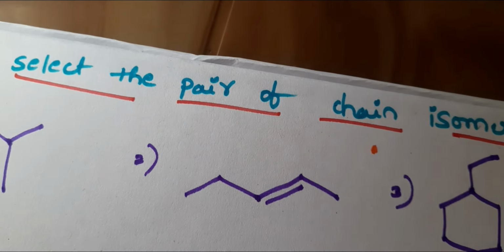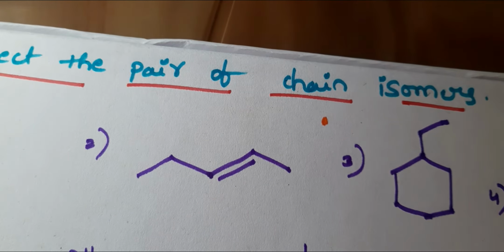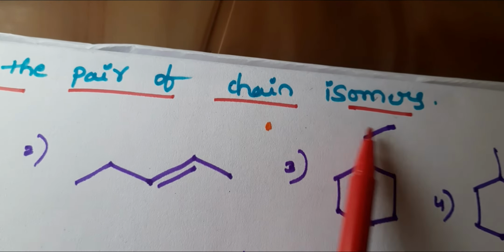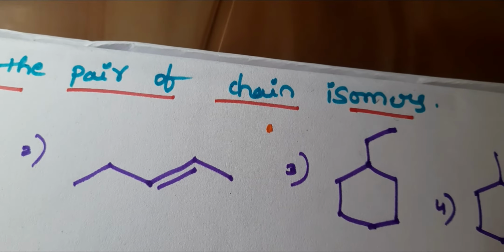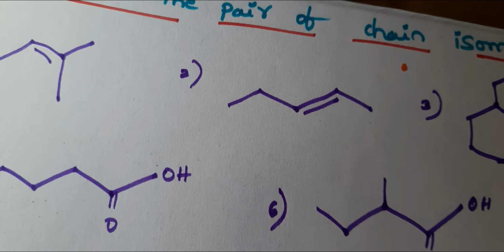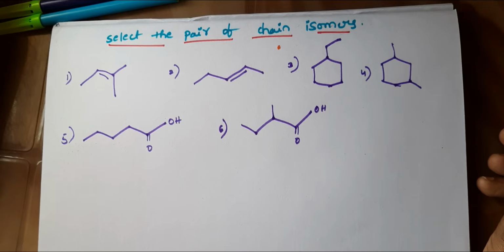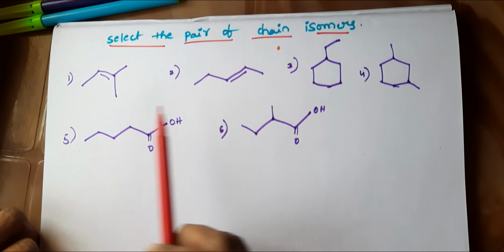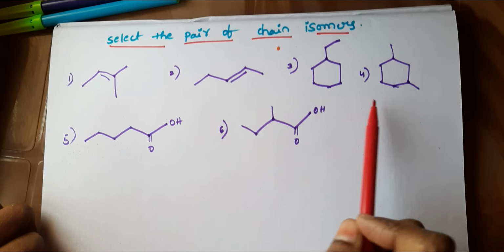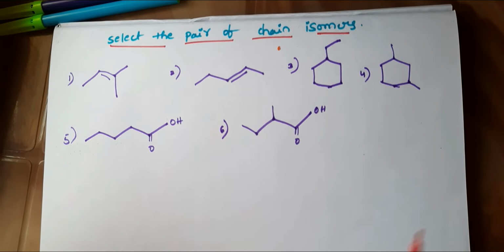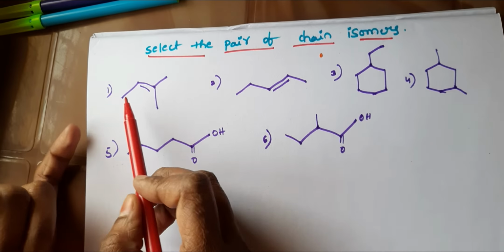So here we are going to do the question on pairs of isomers. See, he is asking the question: select the pair of chain isomers from the given options. They have given some options. From that we have to select the pair of chain isomers. We have to choose which are the chain isomers of each other. Okay, coming to the first question.